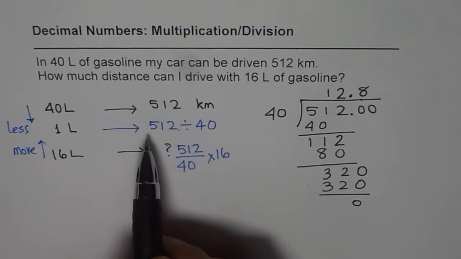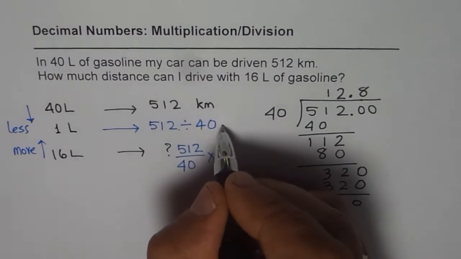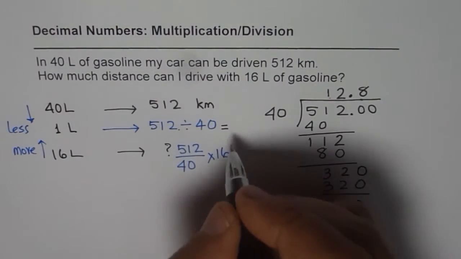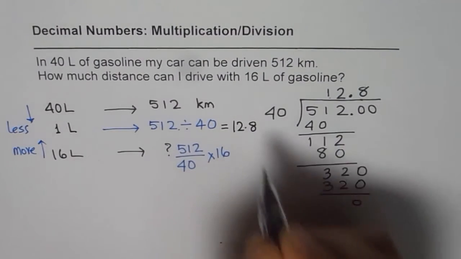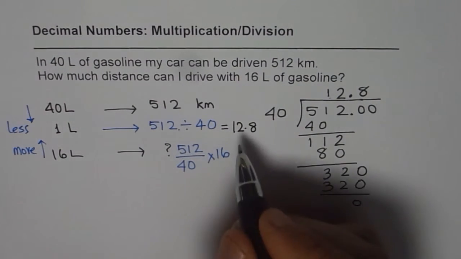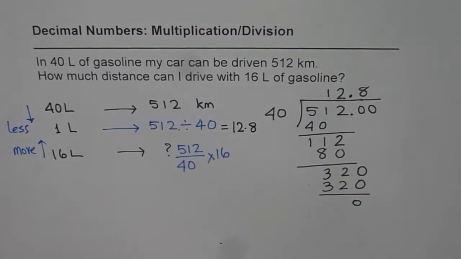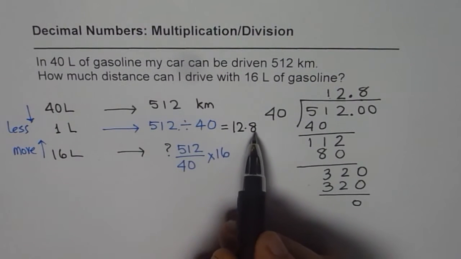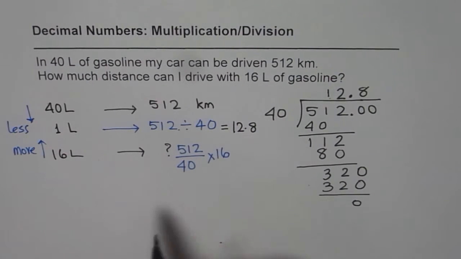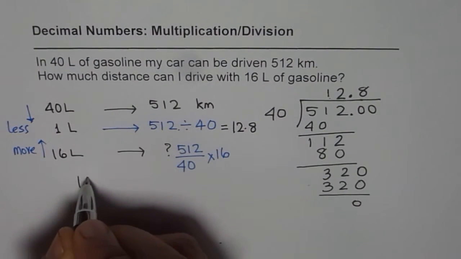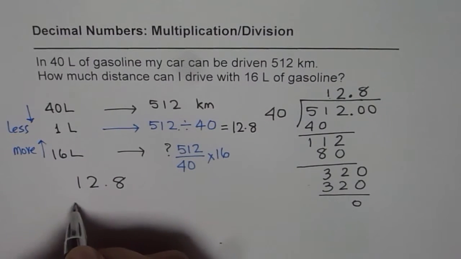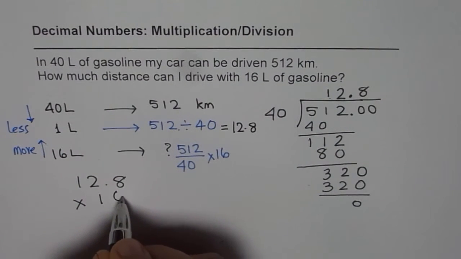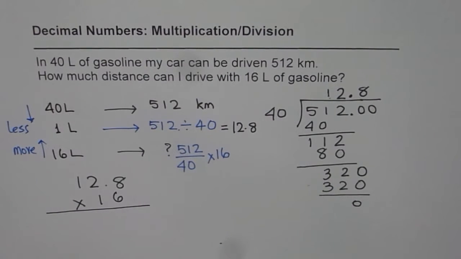So that means 512 divided by 40 is equal to how much? 12.8. So we get 12.8 kilometers in 1 liter. Now we know 512 divided by 40 is 12.8 and we have to times it by 16. Okay, so let's multiply 12.8 by 16. Now how to multiply decimal numbers with a 2-digit number? This is our next exercise.